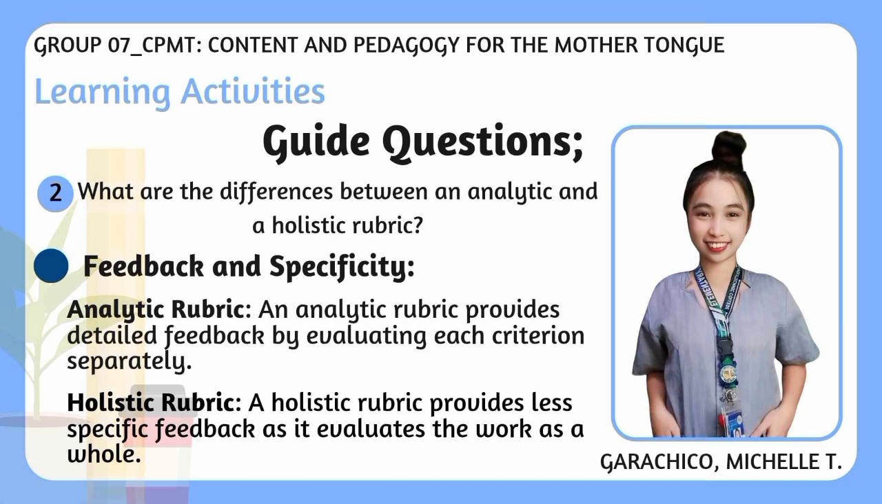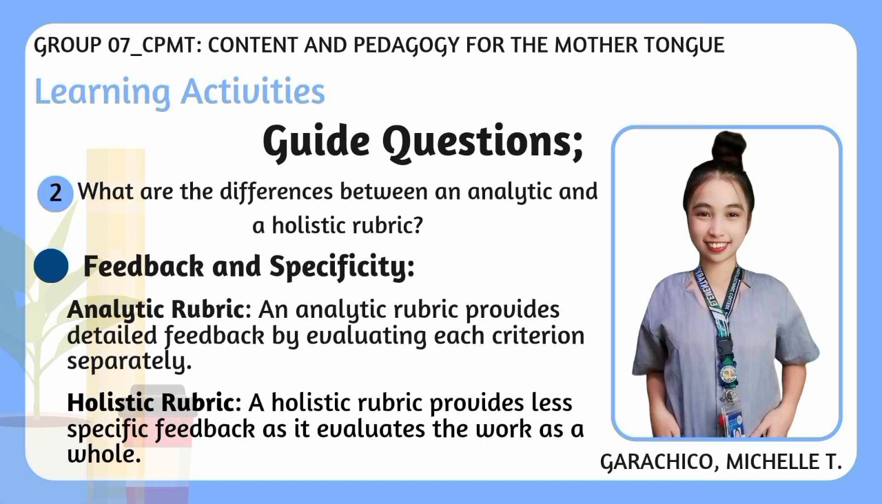Feedback and specificity. An analytic rubric provides detailed feedback by evaluating each criterion separately. It allows for specific feedback on strengths and areas for improvement in each criterion. Magre-receive ang students ng more specific information about their performance sa iba't ibang aspeto ng kanilang task.